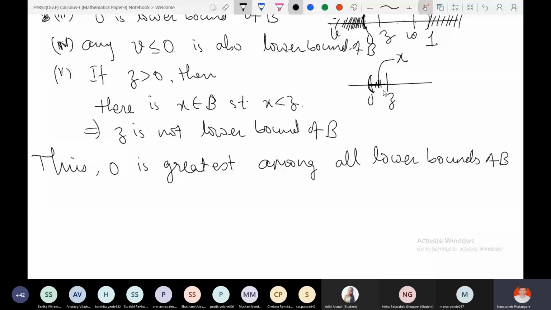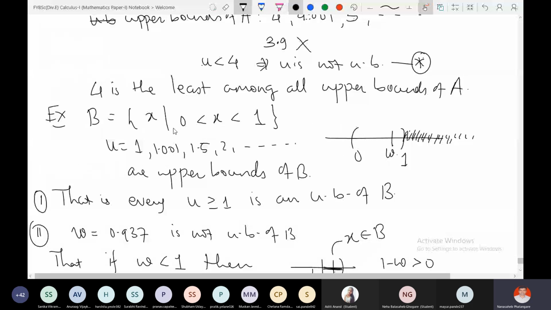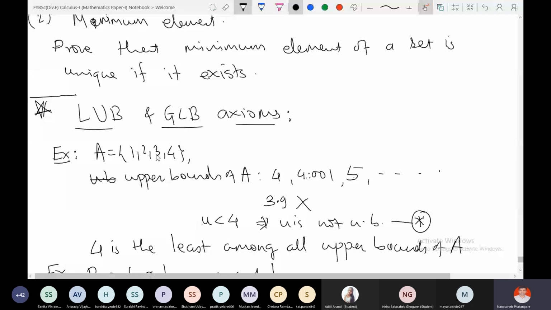Alright, so if you understand this example, you see why 1 is special and why 0 is special in this case. In the previous example, the 4-element set, 1 is special and 4 is special, right? Because 1 is a lower bound and 1 is the greatest among all lower bounds. So here 0 and 1 are special. So now we can make a definition.